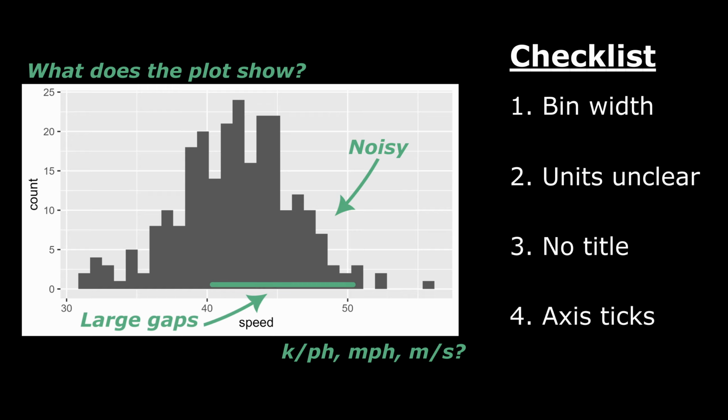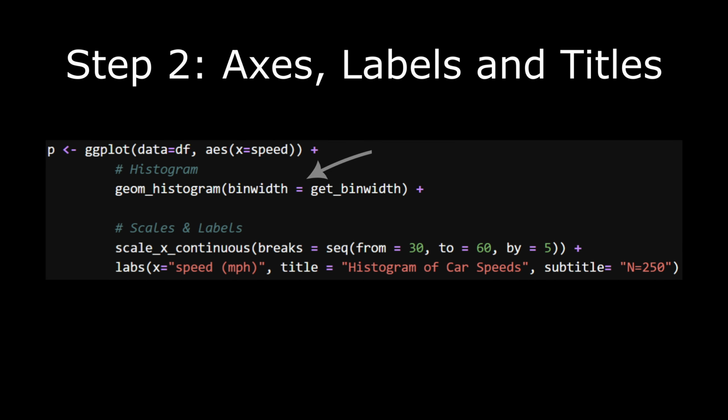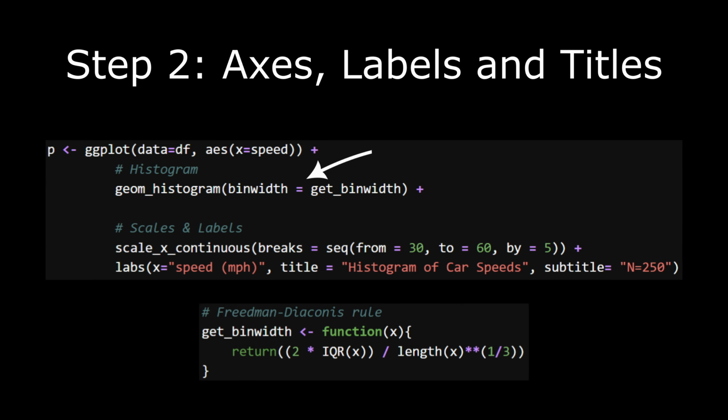The x-axis tick labels are broad. A finer-grained step size will make it easier to determine what values on the x-axis are contained within a given bin. The bin width can be changed by passing a value or a function to the binwidth argument. Let's try the Freedman-Diaconis rule. This rule should work well because the distribution of our data is roughly normal.